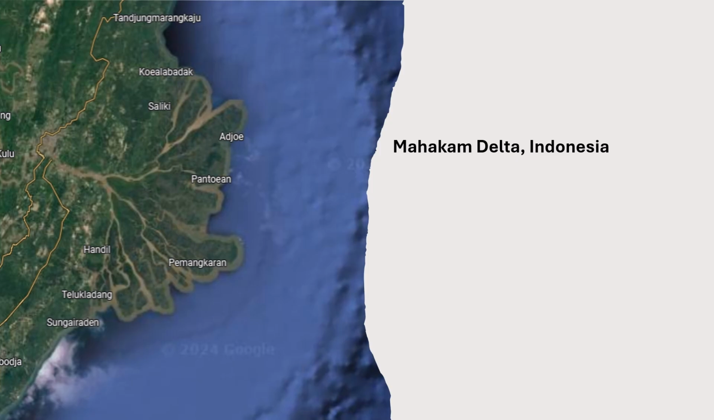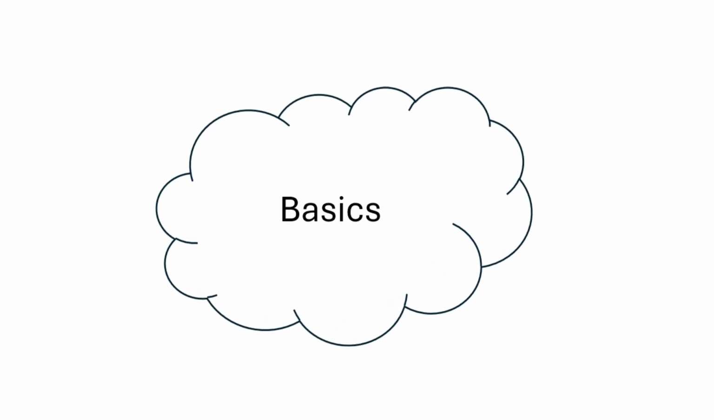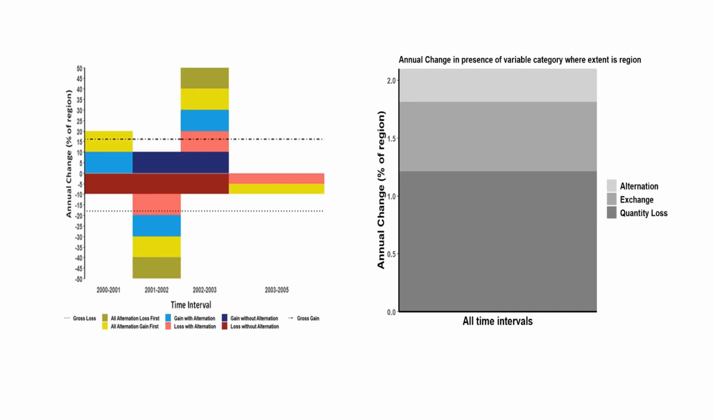In this tutorial, we will use data from the Mahakam Delta in Indonesia as an example to demonstrate how to use the package effectively. We will guide you through preparing your data before running the time series trajectories package, understanding the results generated by the package, and interpreting those results to gain meaningful insight. By the end of this tutorial, you will have the confidence and skills to use the time series trajectories package for your own analysis. So let's get started.